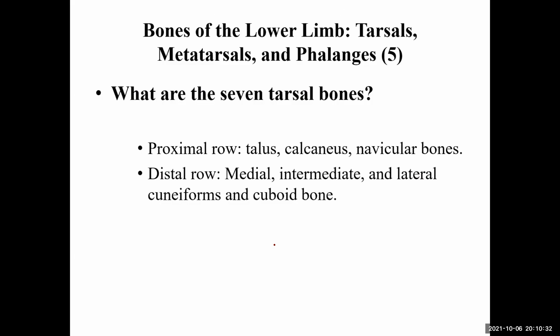So what are the 7 tarsal bones? Okay, in our proximal row, you have the talus, the calcaneus, and the navicular. And then in our distal row, you'll have the medial, the intermediate, and lateral cuneiforms, and then our cuboid bone.